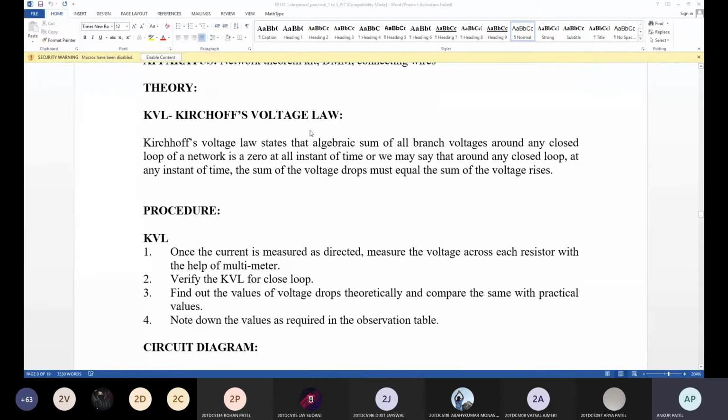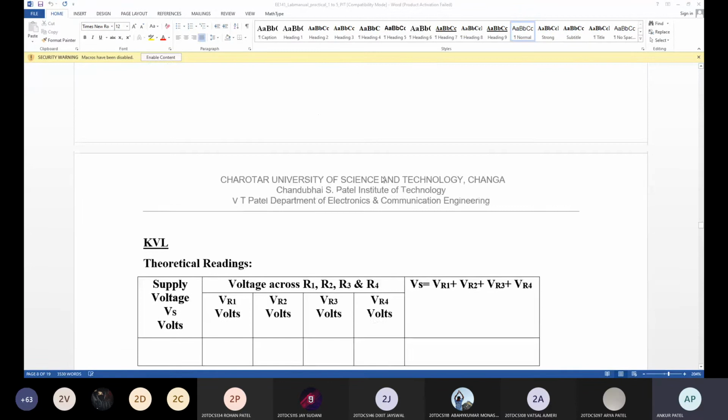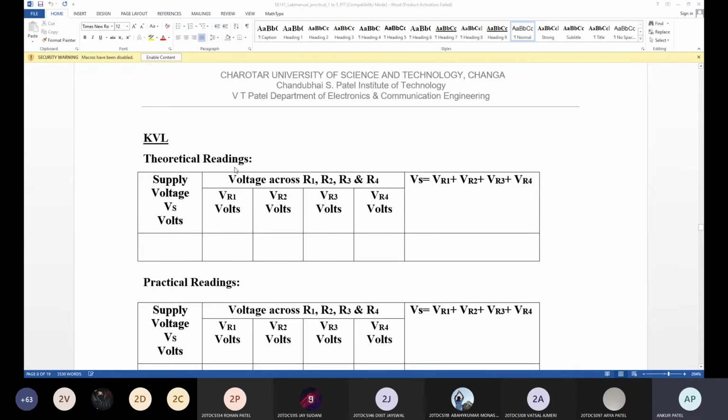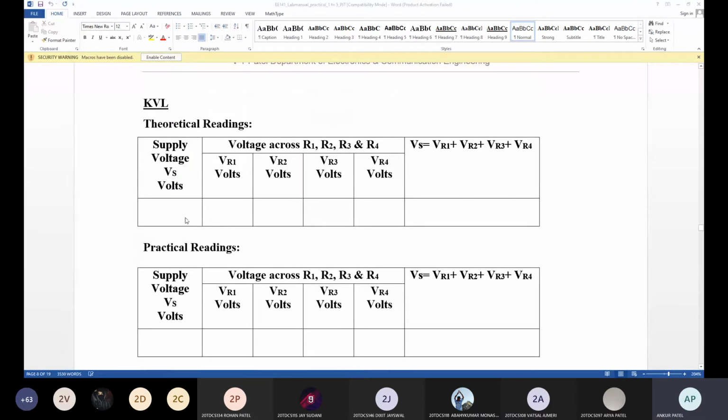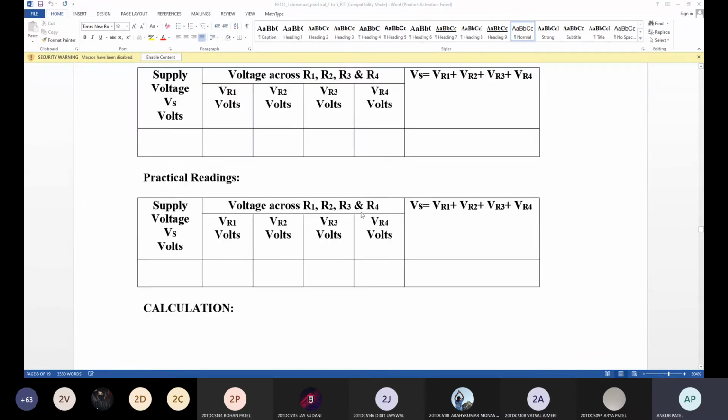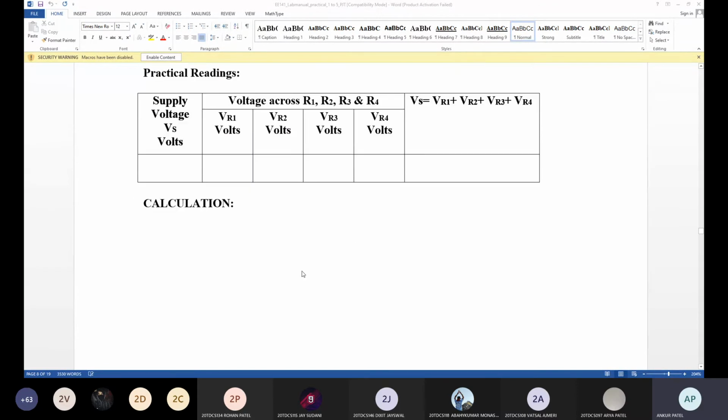So this is Kirchhoff's voltage law. Suppose this is your observation table; you just need to write the readings here. You also need to show one calculation here.